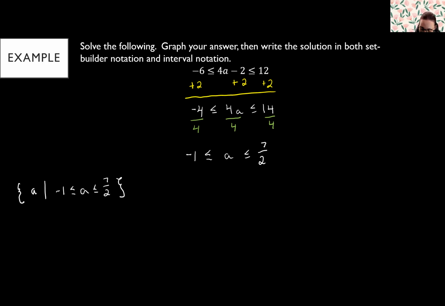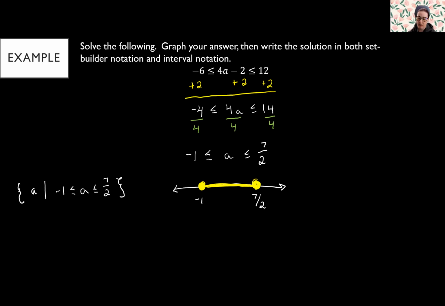And we can graph our answer. So I'm going to have a number line, and I only care about my endpoints. So I put -1 and 7 over 2. And we're in between it. So we're shading. Our a is in between those numbers. At -1, we have a less than or equal to, which is a closed circle. And at 7 over 2, we have a less than or equal to, so that's also a closed circle. So we have 2 closed circles. So your drawing is just going to be closed circle, shading between the numbers, and then closed circle.